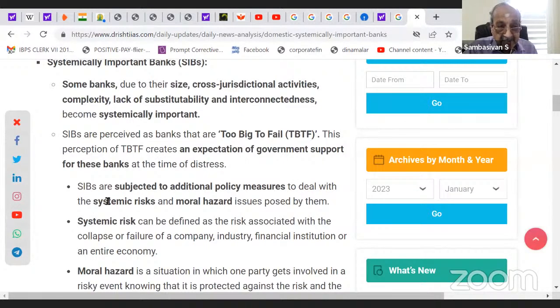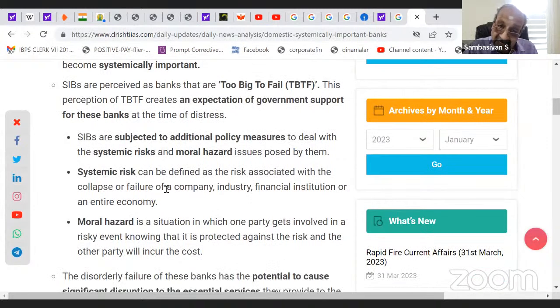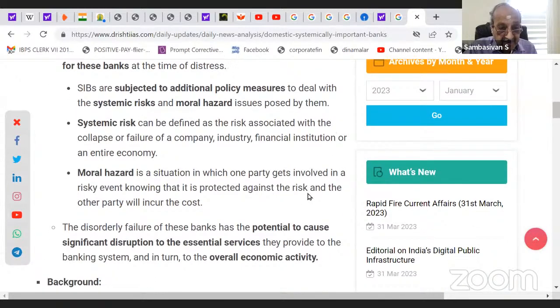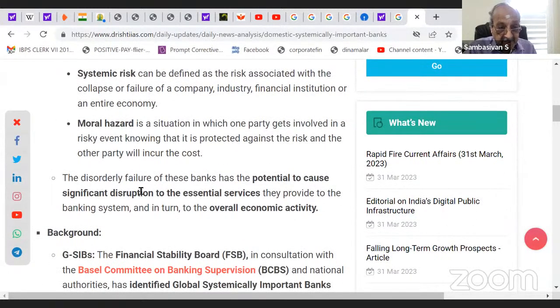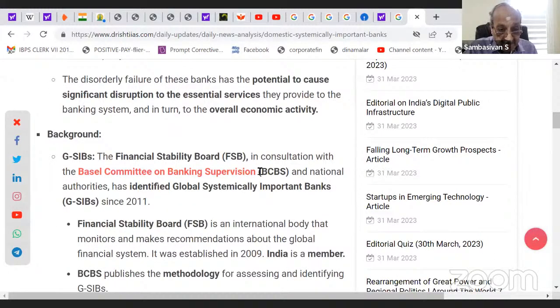SIBs, systemically important banks, are subject to additional policy measures to deal with systemic risk and moral hazard. Systemic risk can be defined as a risk associated with the collapse or failure of a company, industry, or financial institution. Moral hazard is a situation in which one party gets involved in a risky event. The disorderly failure of these banks has the potential to cause significant disruption in the essential services they provide to the banking system, and in turn overall economic activity. This is very important.